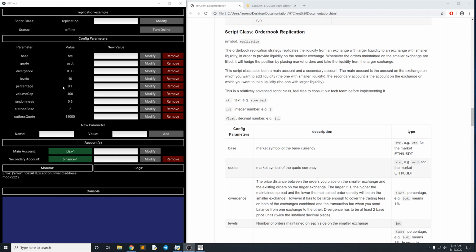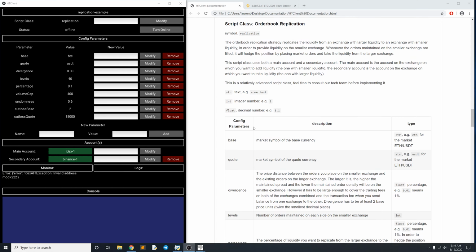Second, you need 2 accounts for this strategy, as you can see here. And this is because you will have one account on a smaller exchange where you want to provide liquidity, and one account on a larger exchange where you want to take liquidity from. And lastly, you will have to do rebalance between these accounts. So let's say that you will have an extra quote currency, for example, on one of these accounts, and extra base currency on the other account.